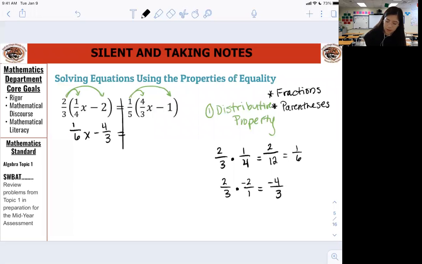Okay. Now on the right side, I have to do 1/5 times 4/3. Again, straight across, what do I get? 4/15. 4 over 15. Good. Can I simplify that?